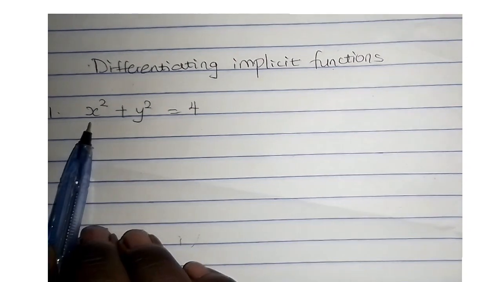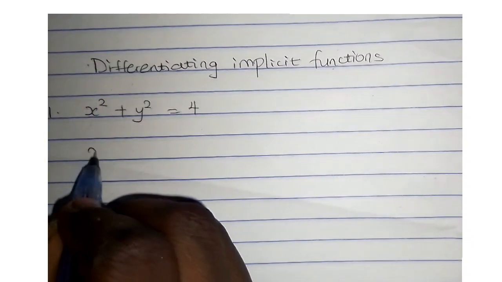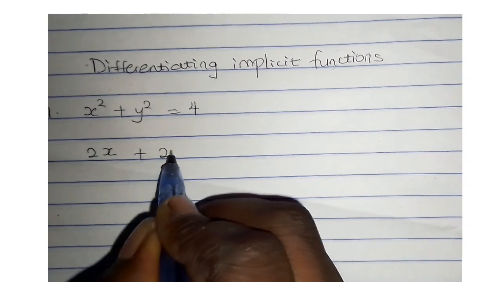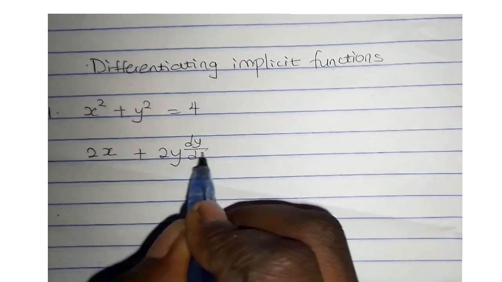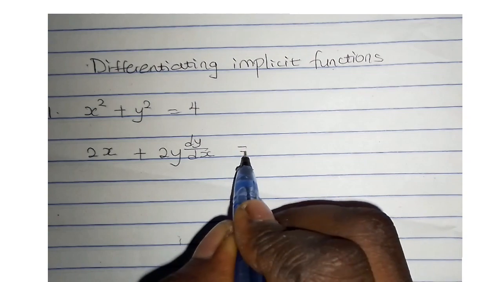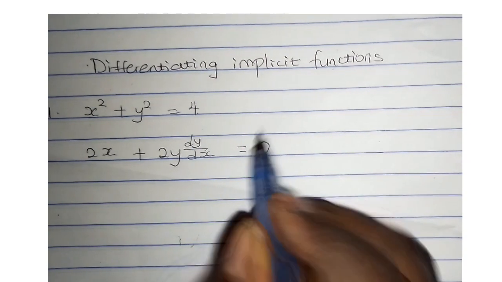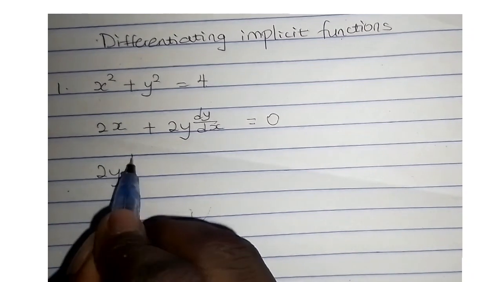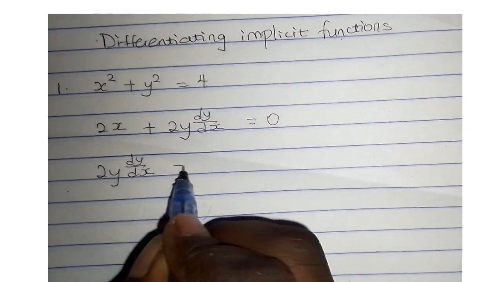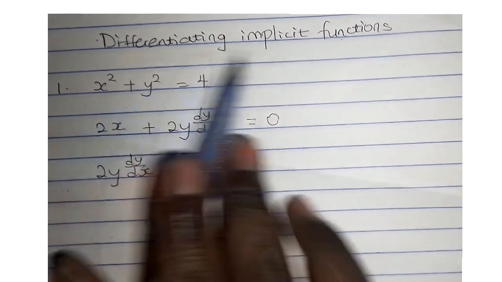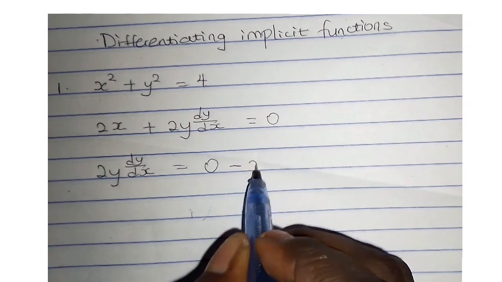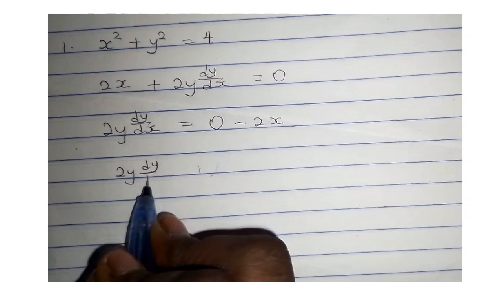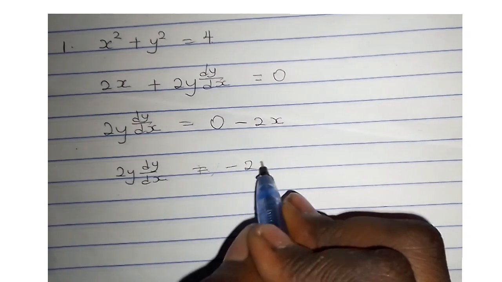So let's differentiate x squared. When we differentiate x squared, we're going to have 2x plus, when we differentiate y squared, we're going to have 2y. Then we're going to put our dy/dx at the end of it, which is equal to, when you differentiate a constant, which is 4, it becomes 0. So therefore, collecting like terms, we're going to have 2y dy/dx is equal to 0, and when this crosses the equal to, it becomes minus 2x. So we are going to have 2y dy/dx is equal to negative 2x.